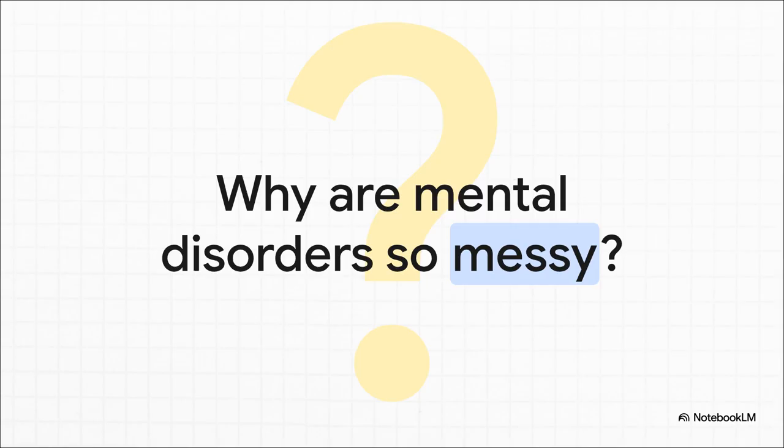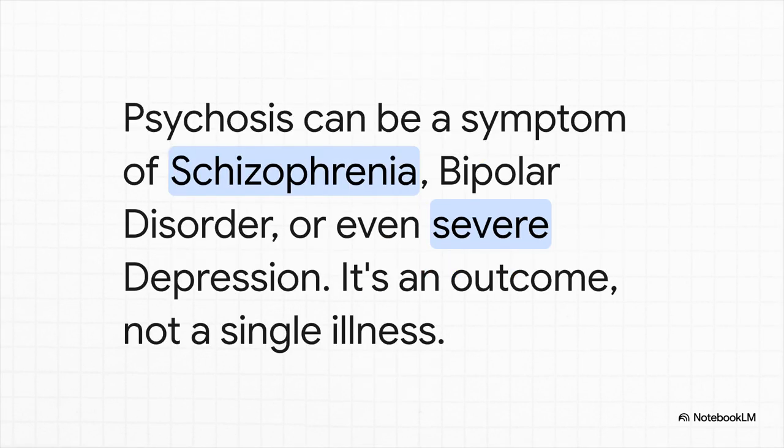Have you ever noticed how mental health diagnoses can feel, well, messy, right? Why could two people with totally different labels share the exact same symptoms? The lines get so blurry, and that confusion really points to a fundamental problem with the old maps we've been trying to use. I mean, take psychosis, for example.